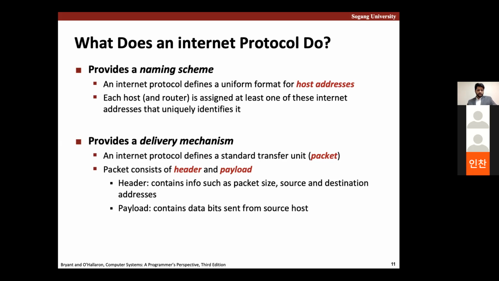It has two different parts: a header and a payload. A packet consists of a header, which contains the packet size and the address of the source and destination host, and a payload, which contains the actual data sent from the source host. So that's what the internet protocol does for us.